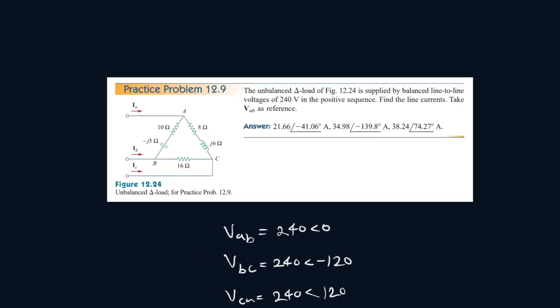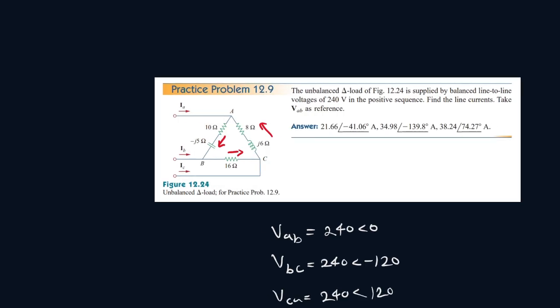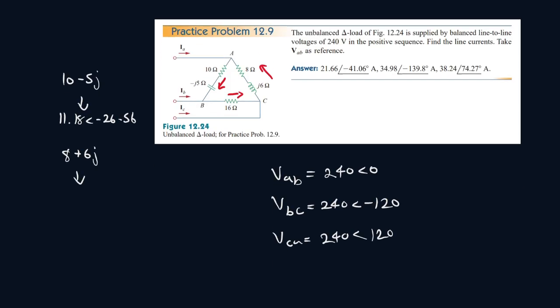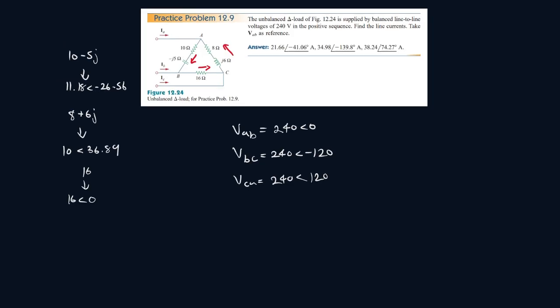Alright, so that's good. The first thing we can do is get the currents passing through here. Let's first get the phasor values. 10 minus 5J gives me 11.18 phasor minus 26.56. 8 plus 6J gives me 10 phasor 36.89, and then 16 is just 16 phasor 0. So now we can get IAB, IBC, and ICA.